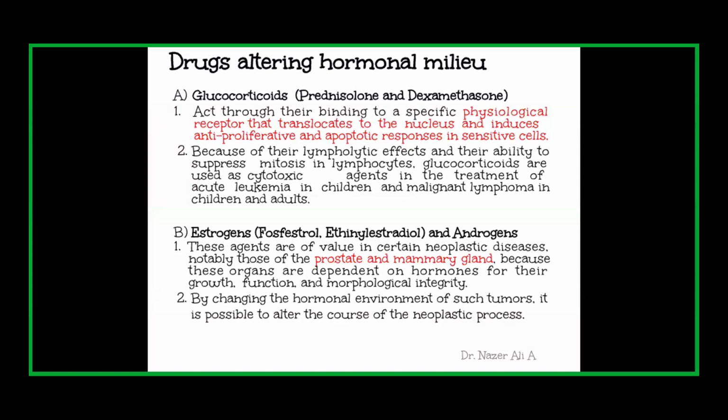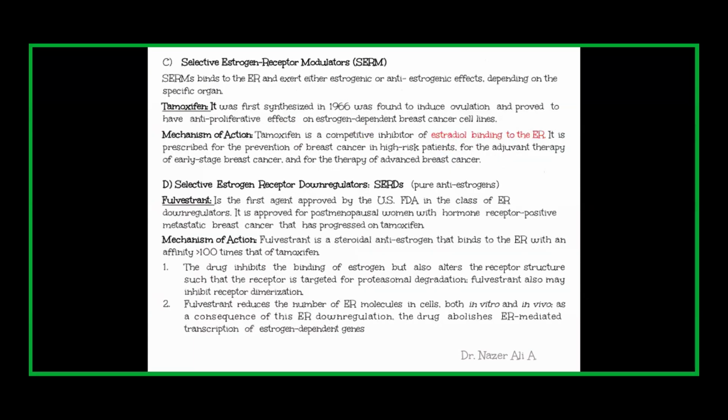Second one is estrogen, which I have already told you about. We can reduce the estrogen amount by targeting aromatase, we can downregulate the receptor, or we can modulate the receptor. And then we can deal with the gonadotropin releasing hormones. For selective estrogen receptor modulators, the classic example is tamoxifen. It is a competitive inhibitor of estradiol binding to the estrogen receptor. Most commonly it is prescribed for breast cancer if the molecular report is ER positive.